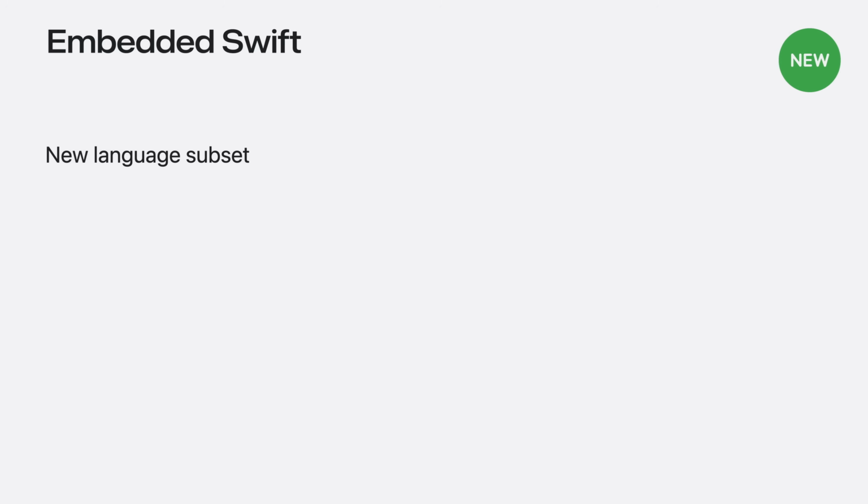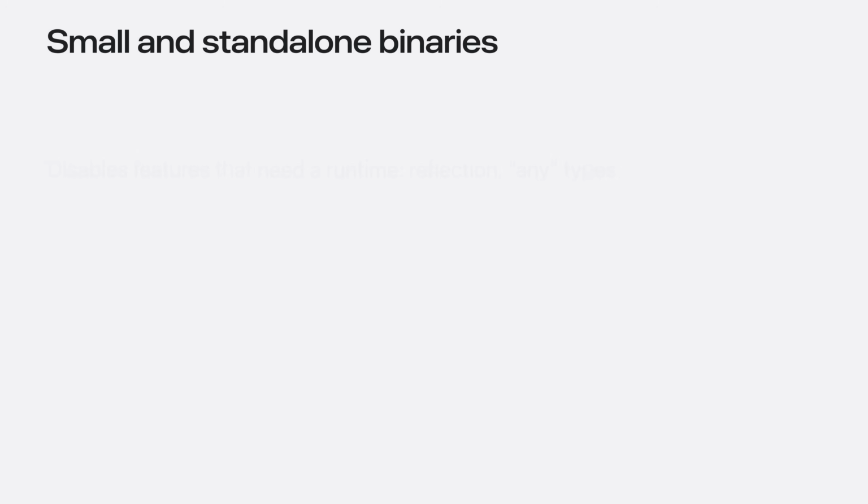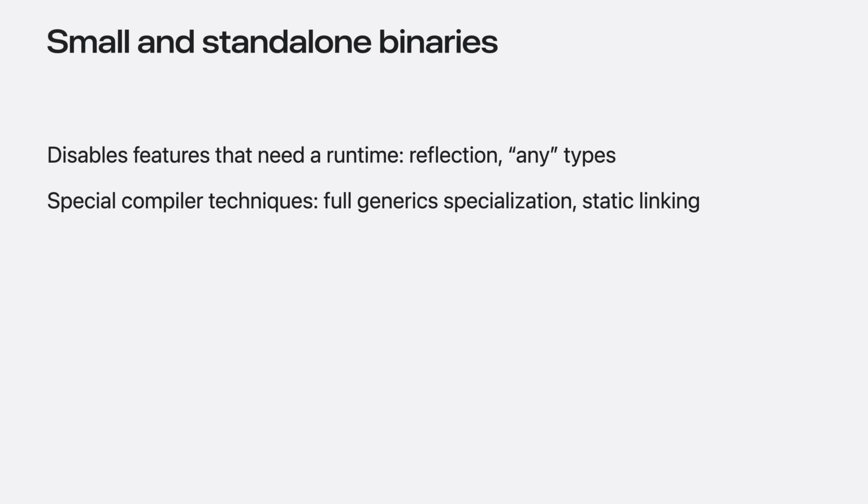Embedded Swift is a new language subset and compilation model of Swift that can produce extremely small, standalone binaries suitable for highly constrained systems. It turns off certain language features that need runtime support, like reflection and any types, and uses compiler techniques such as full generic specialization and static linking to produce suitable binaries. Despite turning off some language features, the embedded Swift subset feels very close to full Swift and makes it easy to continue writing idiomatic, easy-to-read Swift code.